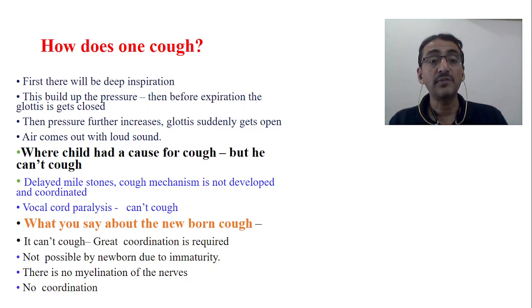So what do you say about the newborn cough? Mother usually comes and says, my child is 10 days old, my child is coughing, coughing, coughing. So what do you say about that? A newborn cannot cough because, as I told earlier, coughing is a mechanism which requires a lot of coordination. It is not possible for the newborn baby to do all this coordination because a newborn is structurally and functionally immature. There is no myelination of the nerves which is required for the coordination of the cough reflex in the newborn baby. So cough in a newborn is not possible.